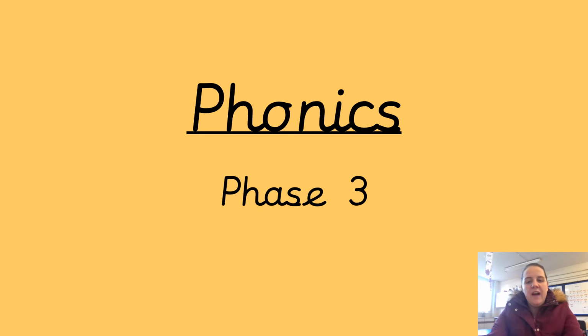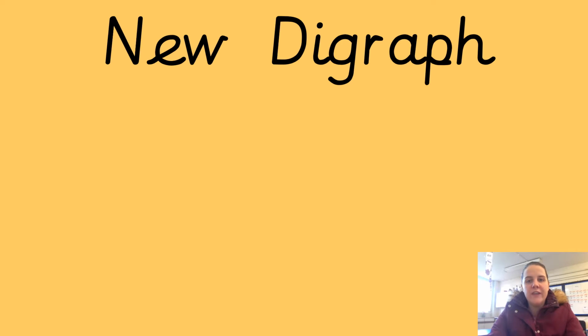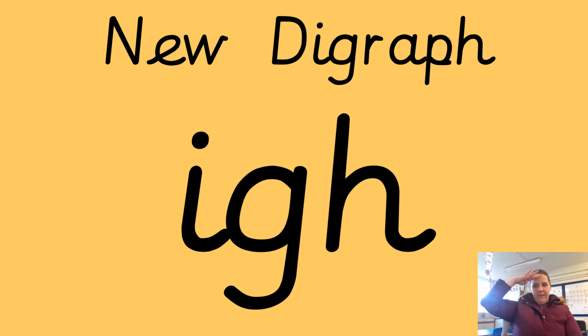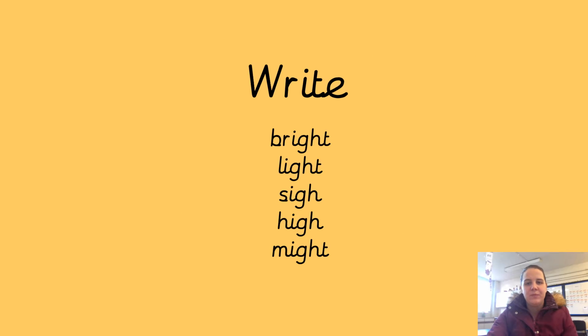So we're going to start again with our phonics phase 3. And our new diagram today is I. So we stand like this and we go I. Can you do that for me? Fantastic. So we're going to write these. So you need a pen and paper, and we're going to write the words with the I sound in them. Okay, so I'll say the word for you, but you can write them.